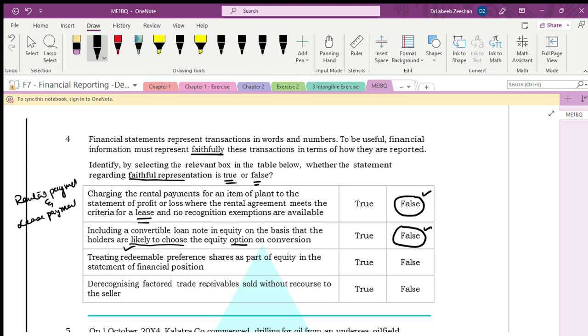Treating redeemable preference shares as part of equity in the statement of financial position. See, you cannot treat them as equity; redeemable preference shares are different, equity is different. Substantially, if you see the difference between preference shares and equity shares, it is a huge difference, is it right?